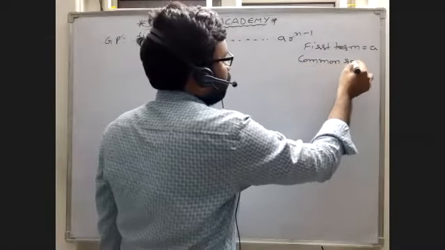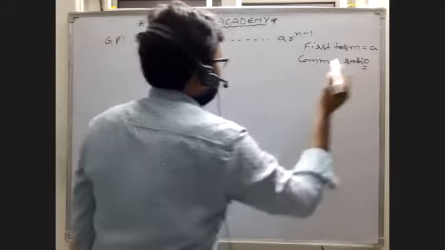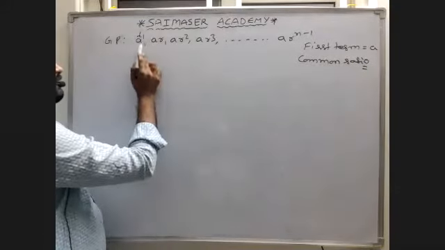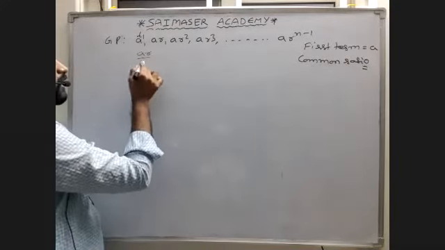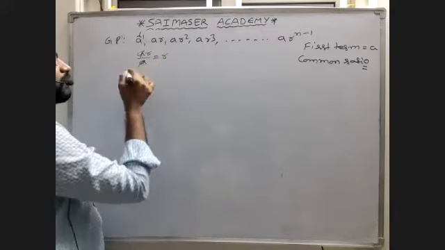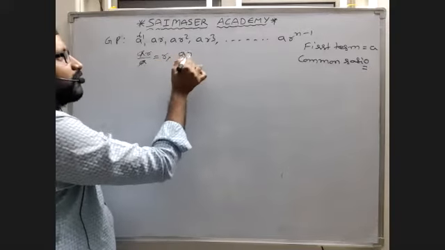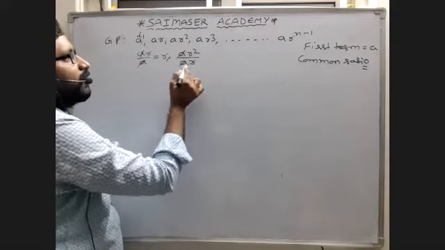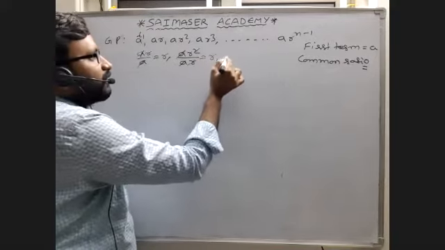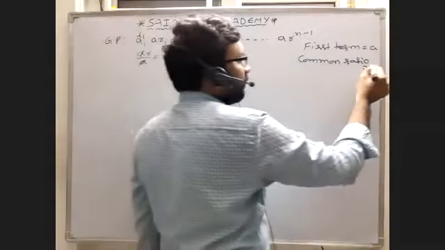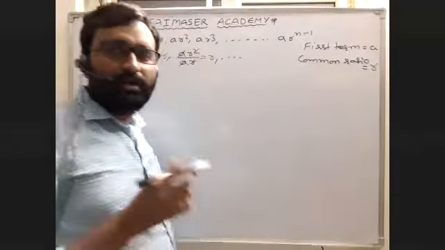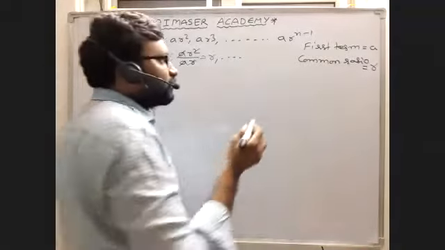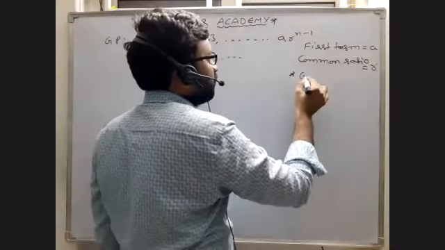Common ratio. Common ratio is what? This by this. AR by A is equal to R. This by this, AR square by AR. A cancels, R once cancels, again R. Like this, you will get the common ratio is R. Small r is the common ratio. And the very important what? General term.